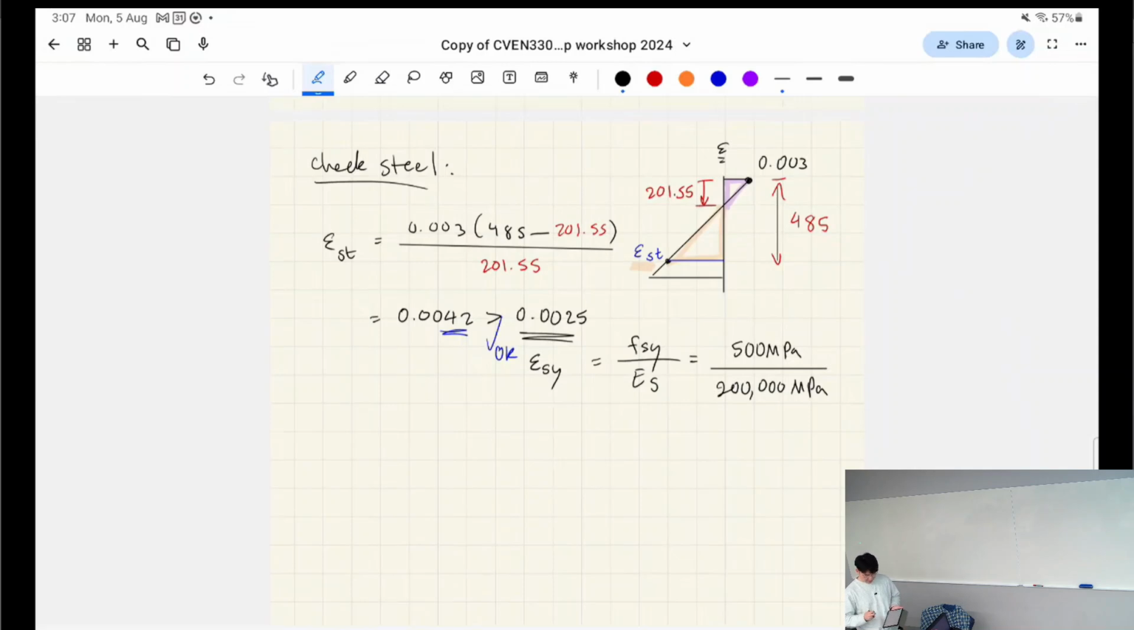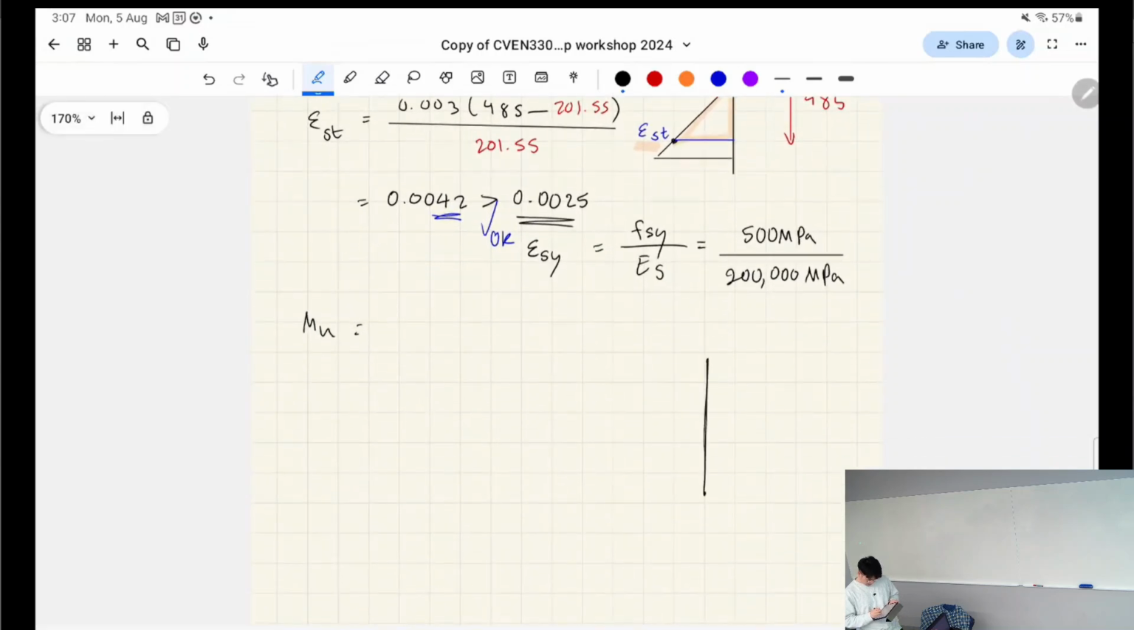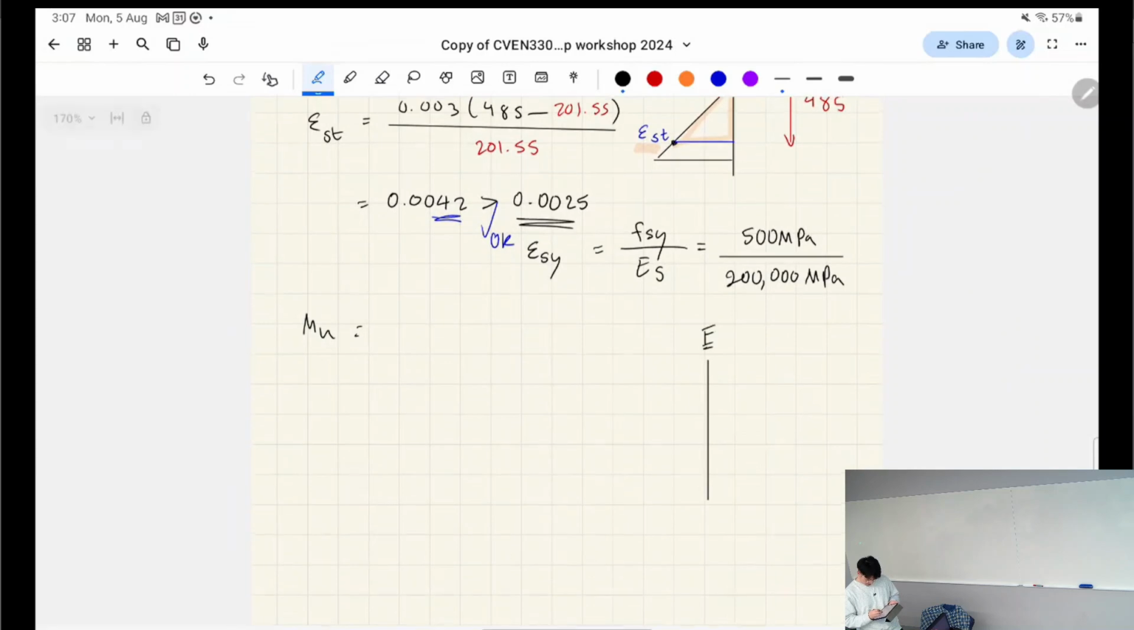Okay, so now we've found dn, we've checked the steel has yielded, and now we have to find the moment equilibrium. We have to find the ultimate moment, right? So here's where the shortcut comes in, right?